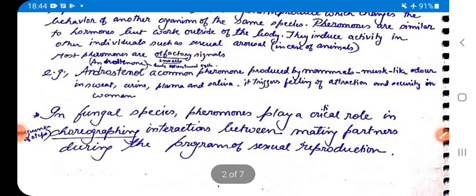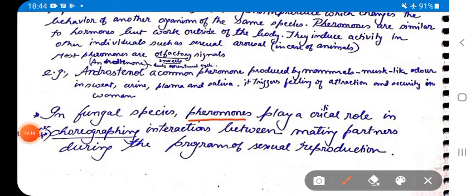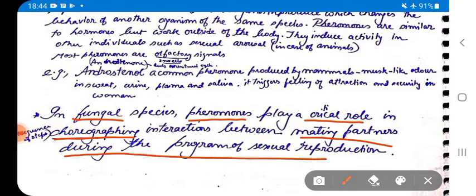So these pheromones play an important role in humans, in other animals, even in fungal species. They play a critical role in choreographing interactions, which are the sequence of steps between the mating partners during the program of sexual reproduction.